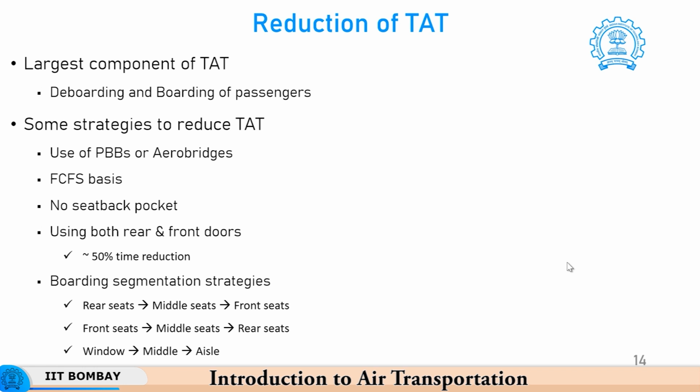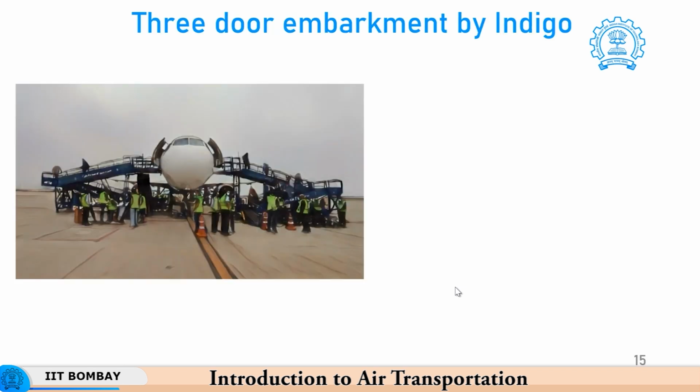This can be a potential problem because many people travel together and they would like to board the aircraft together. And if you say that window seat first, then the middle seat, then the aisle seat, they may get disturbed. Families or groups traveling together may get separated, and they may not like it. But these are attempts which have been used by airlines to reduce turnaround time.